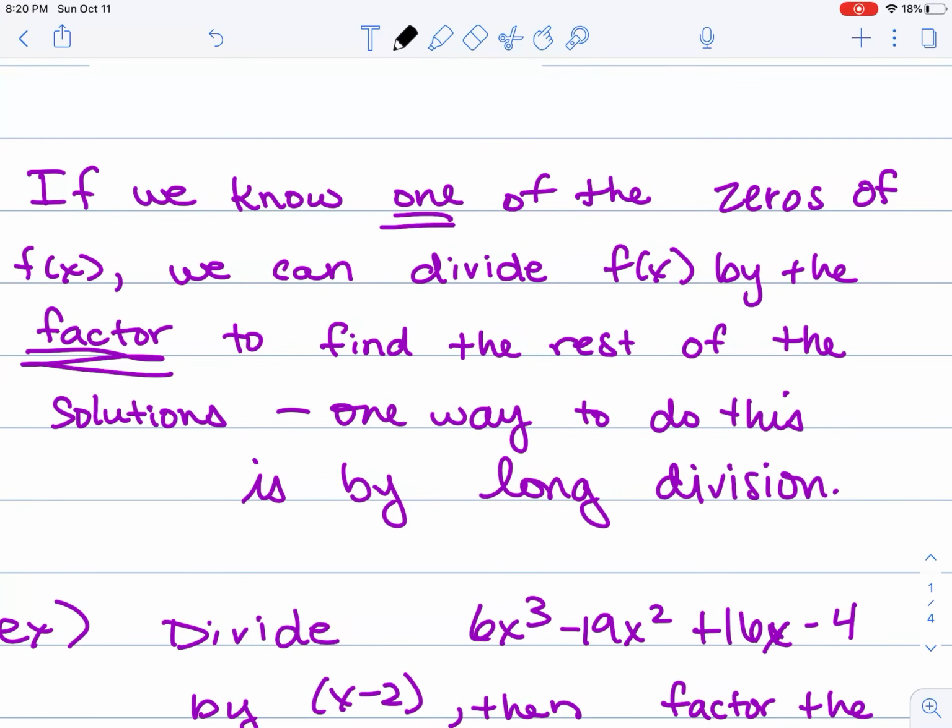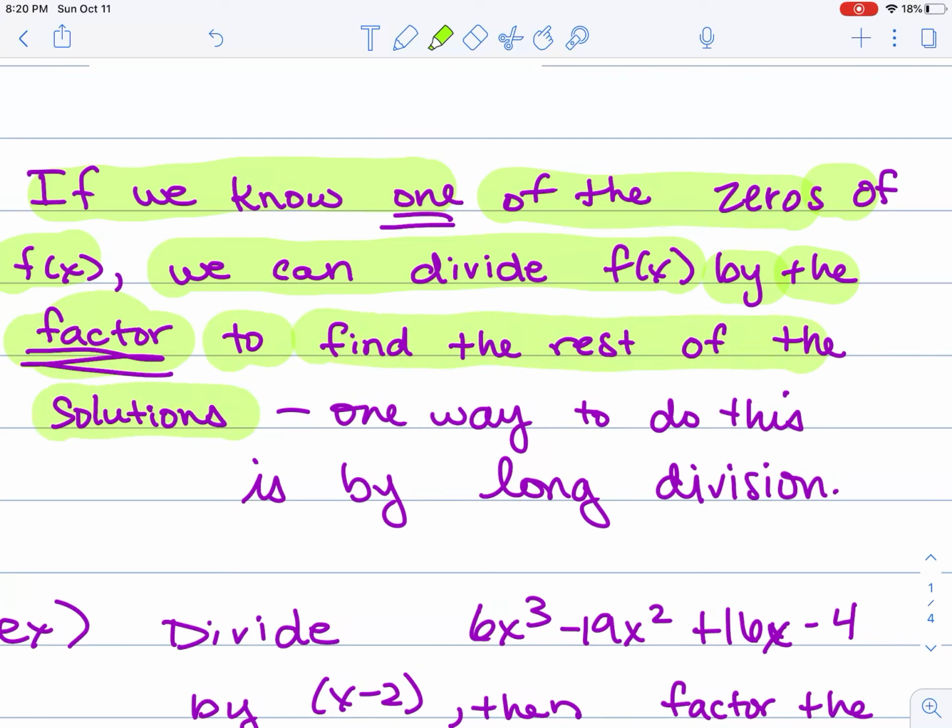If we know one of the zeros of f of x, okay, that means we know one of the factors or one of the zeros, we can divide f of x by the factor to find the rest of the solutions. One way to do this is by long division. So we're using long division if we know one of the solutions to find the rest.